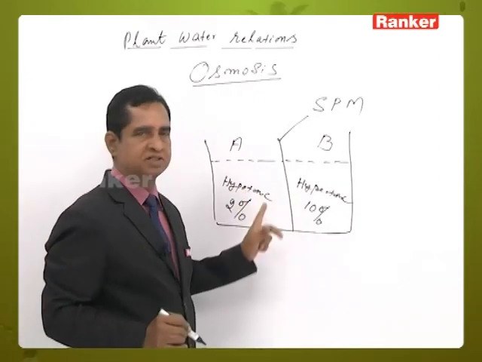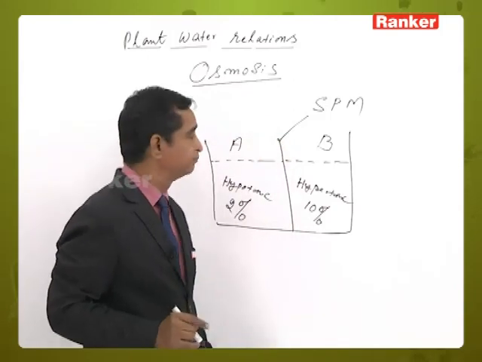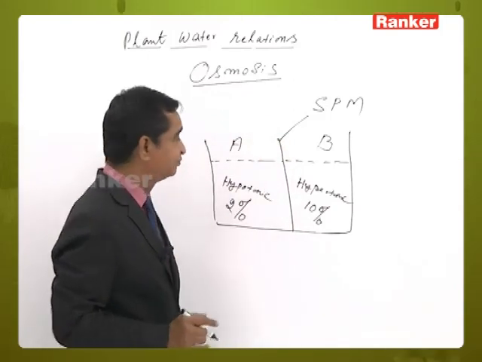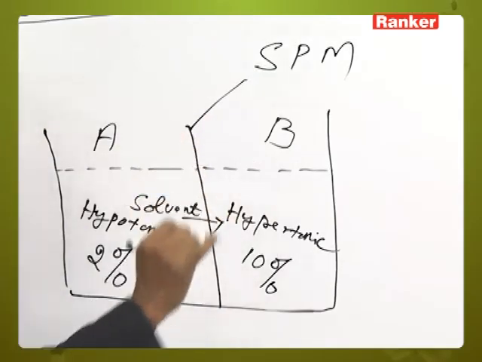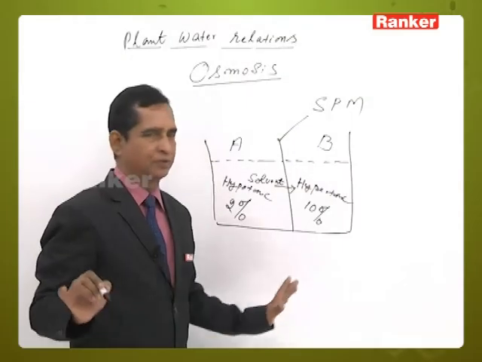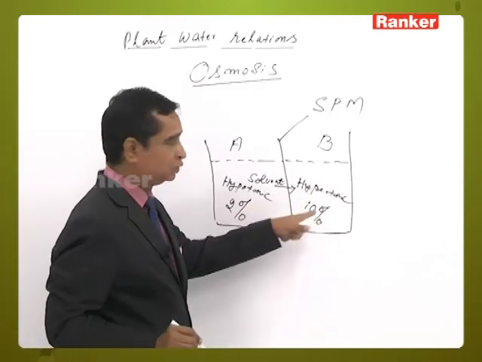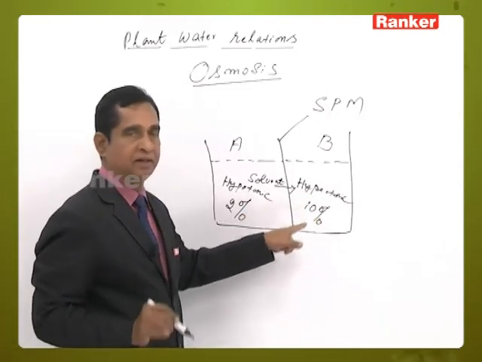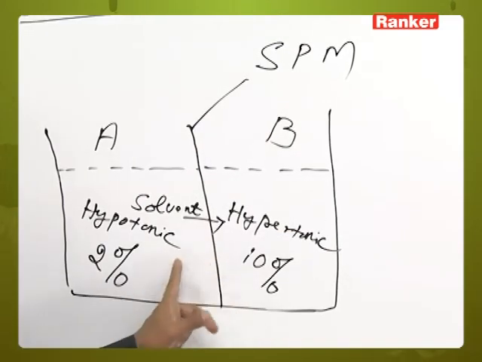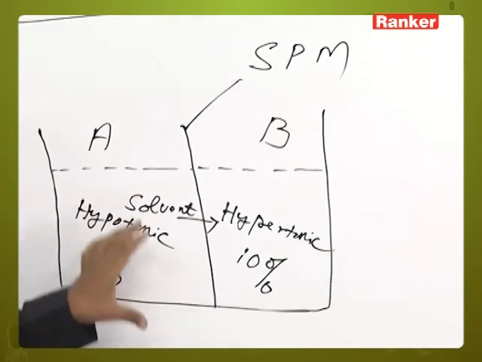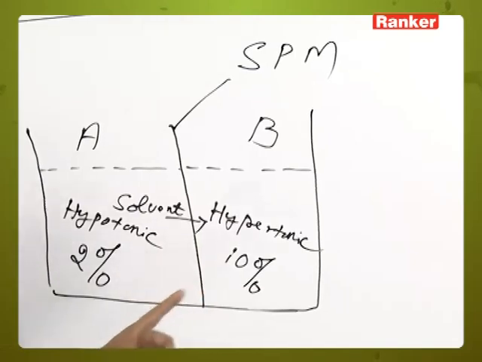When these two solutions of different concentrations are separated by a semi-permeable membrane, this membrane allows only solvent molecules. Solute molecules are not allowed. These solvent molecules pass through the semi-permeable membrane until either both the concentrations become equal or the diffusion pressures of these two solutions become equal.